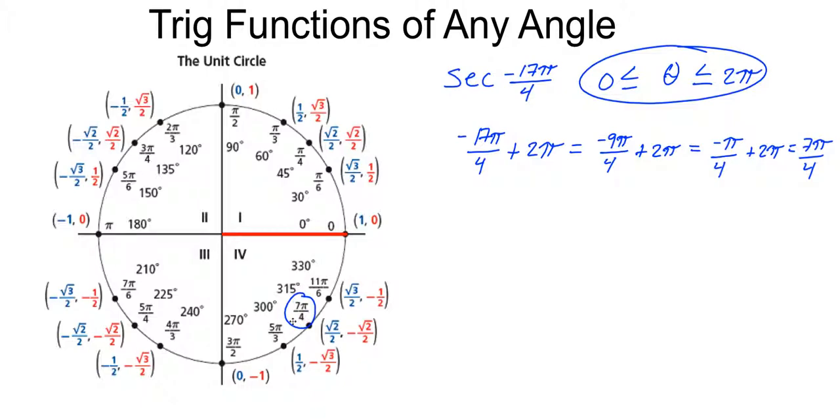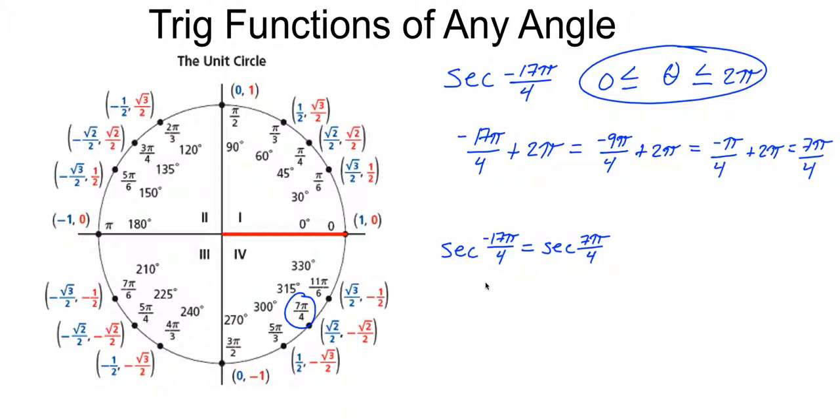So that means that the secant, remember the secant is the reciprocal of the cosine, and the cosine is root 2 over 2. So the secant of negative 17 pi over 4 is equal to the secant of 7 pi over 4. All right, those are going to be the same value. It just means that the negative one has gone around the circle several times, 3 times to be exact.